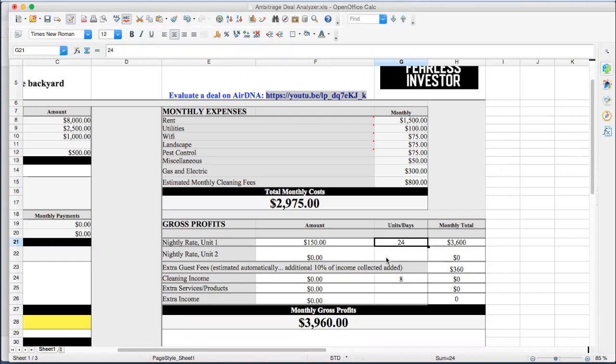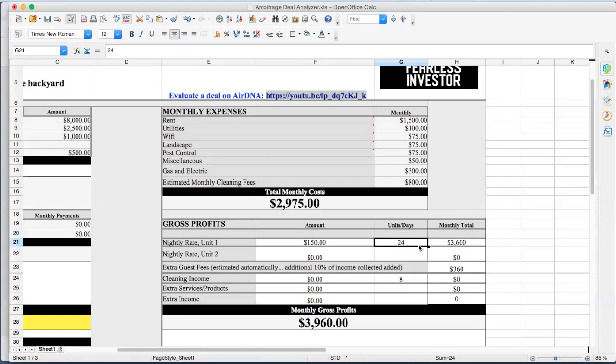Then if you had a second unit on the property, you could do that second one here. But we're doing an extra guest fee, which is estimated automatically. An additional 10% of the income collected is added. So $3,600, 10% of that is $360. And I highly suggest that you have extra guest fees, because this is an easy way to add extra income to your bottom line.